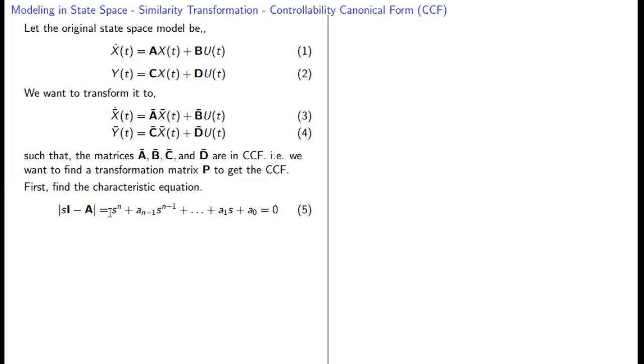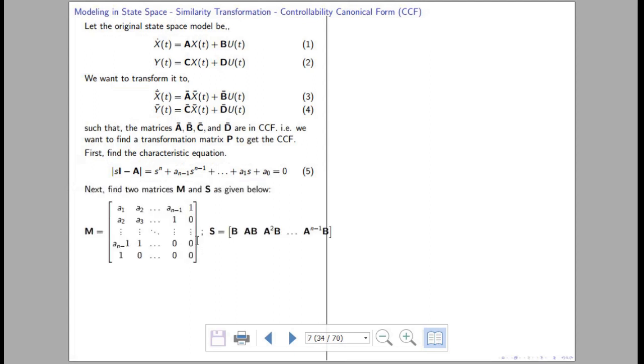You will get a characteristic equation in this form. The last coefficient, the constant value, you take as a0, the coefficient of the s term as a1, the s square term as a2, the s cube term as a3, and so on, and the coefficient of the s power n minus 1 term as a n minus 1. So the first thing is to form the characteristic equation. Then the next thing is to form two matrices.